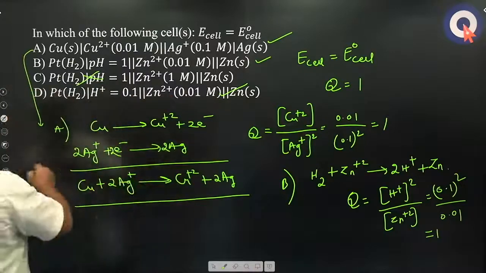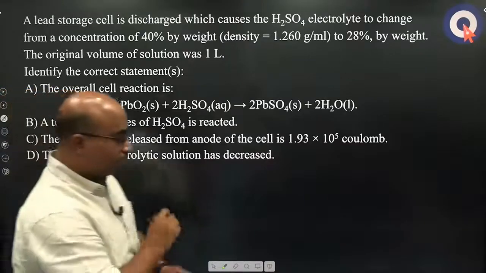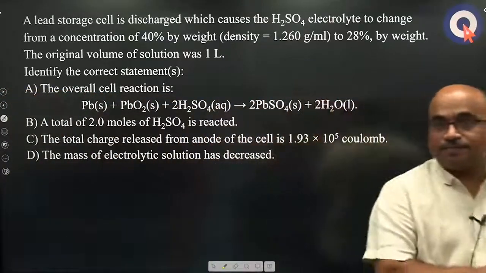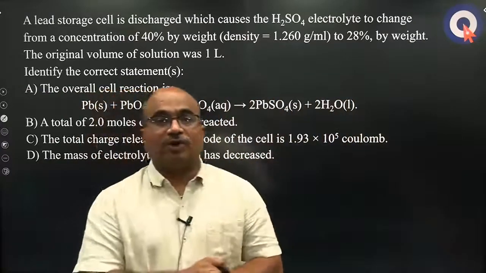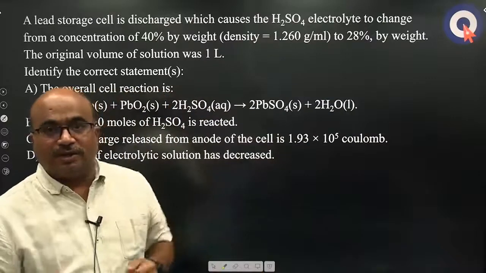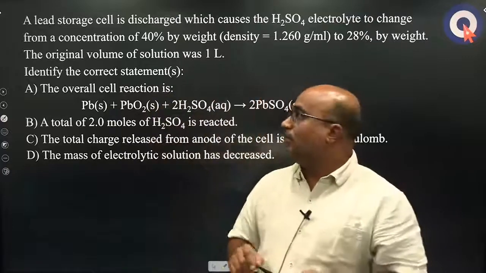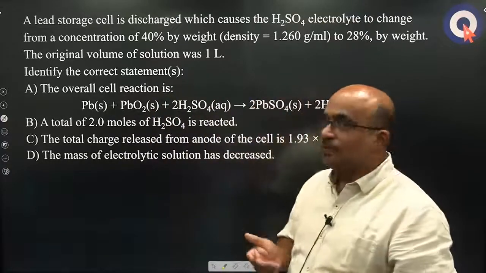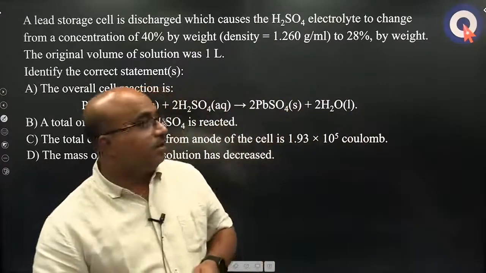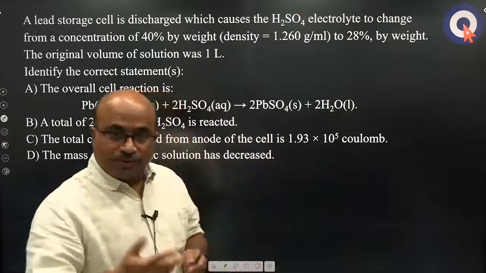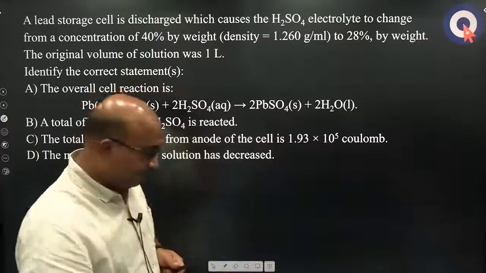So to increase the potential, Q value should be low. Now, a lead storage cell. Some questions can come on lead storage batteries also. A lead storage battery is a normal rechargeable battery that we see in two-wheelers or four-wheelers generally. We call them secondary cells and primary cells. Primary cells we can't use again. Secondary cells can be reused again.